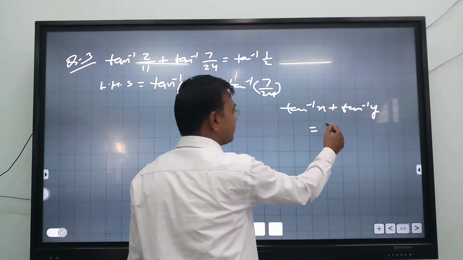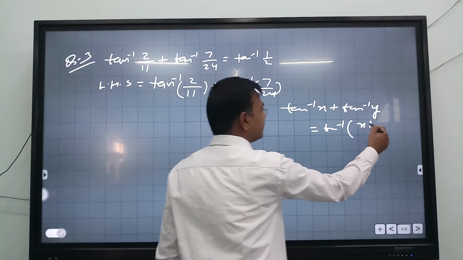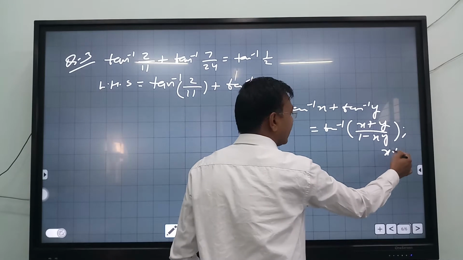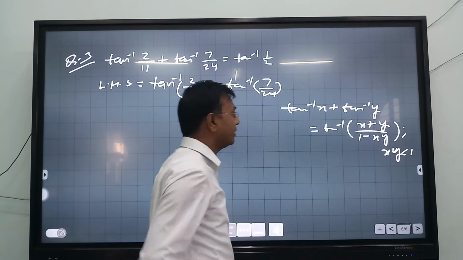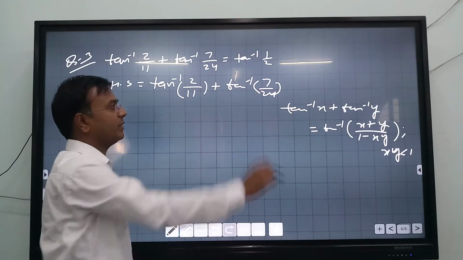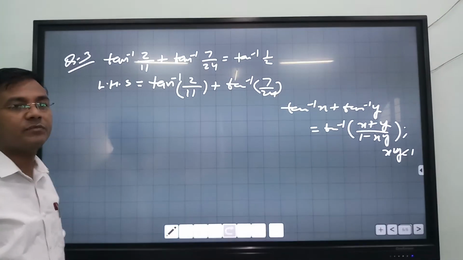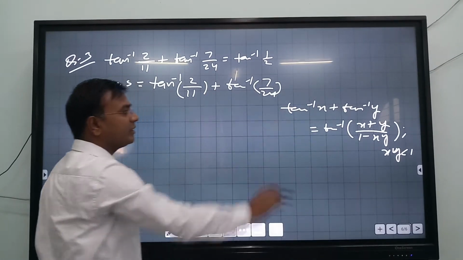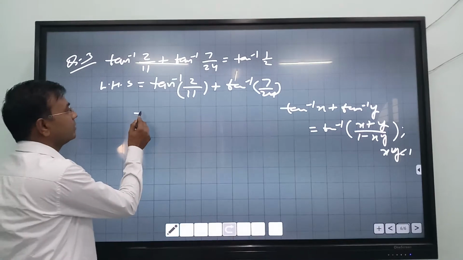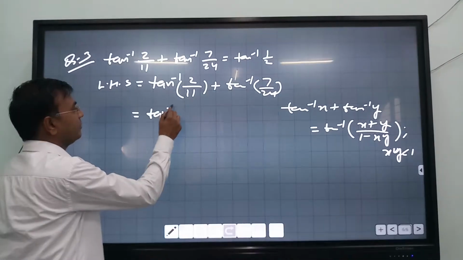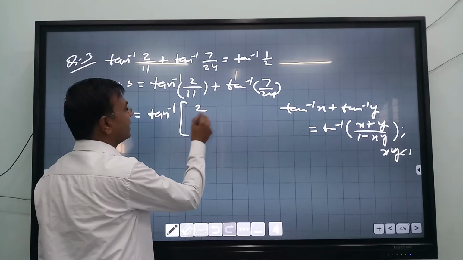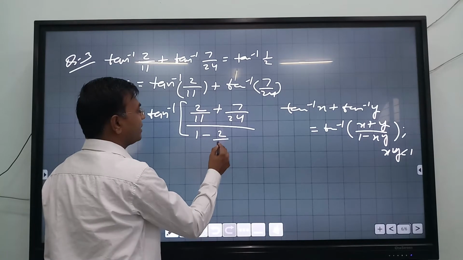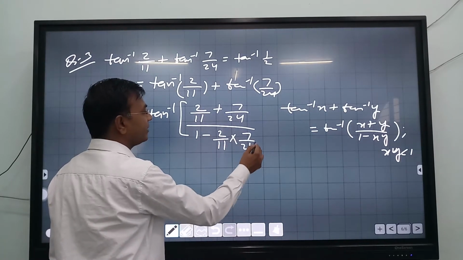Tan inverse x plus tan inverse y equals tan inverse of (x plus y) upon (1 minus xy). The restriction was xy is less than 1. So clearly the product of 2 by 11 and 7 by 24 is less than 1, so we can apply this identity. You must check it. The angles must be fractions, only then the product will be less than 1. So using that relation, tan inverse of (2 by 11 plus 7 by 24) upon (1 minus 2 by 11 into 7 by 24).